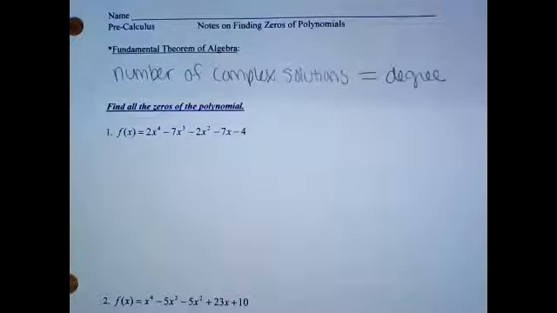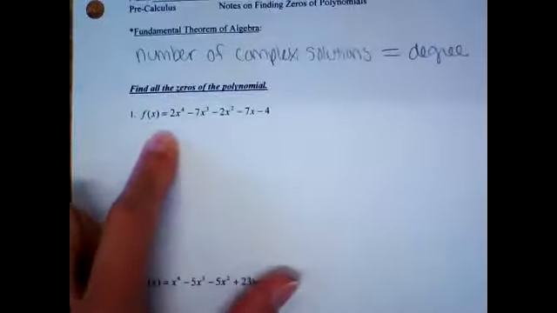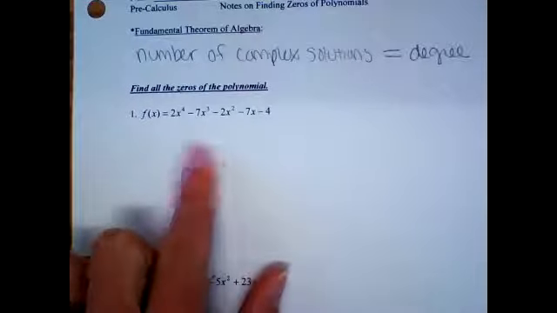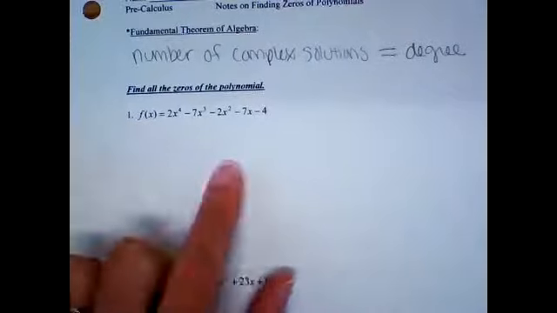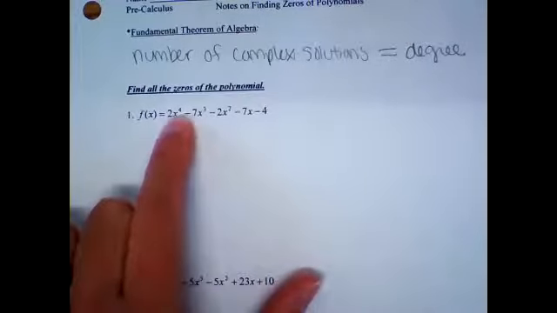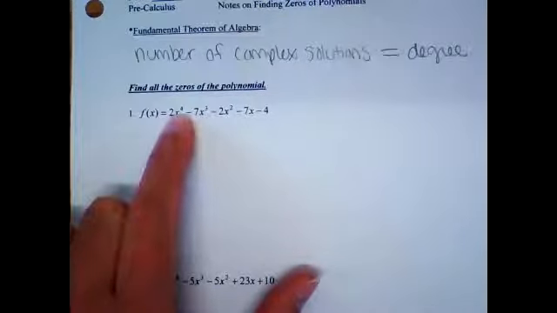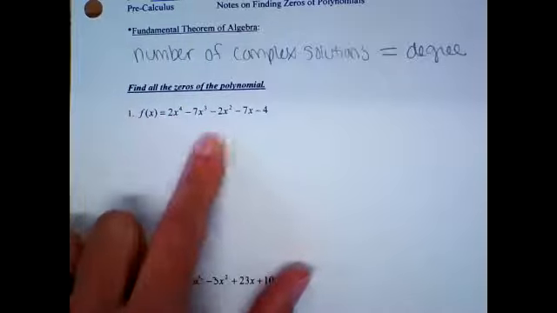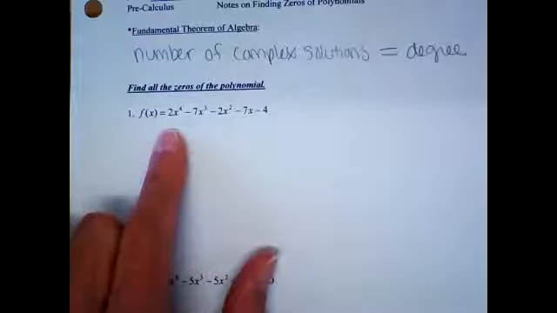So for example, when you look at number 1, what's the degree of this? 4. The highest power is 4. What's the degree of this? It's got to be 4, undoubtedly. That means you're going to get 4 answers.